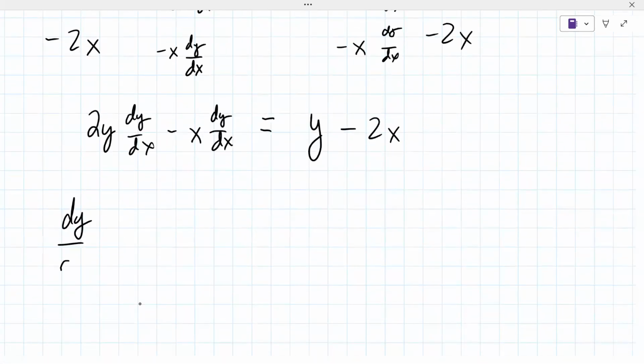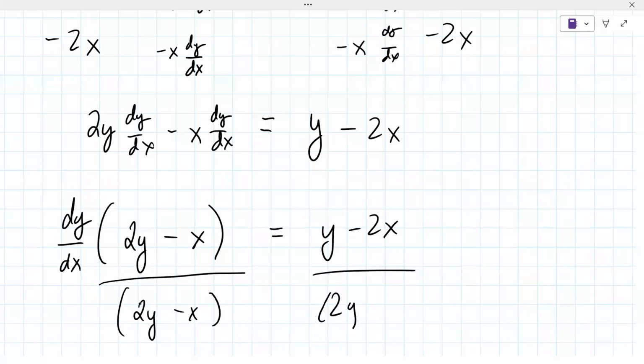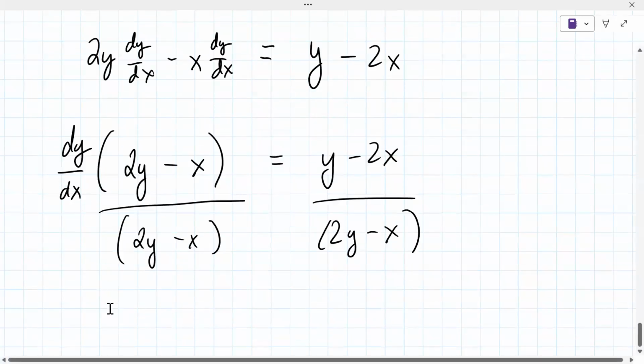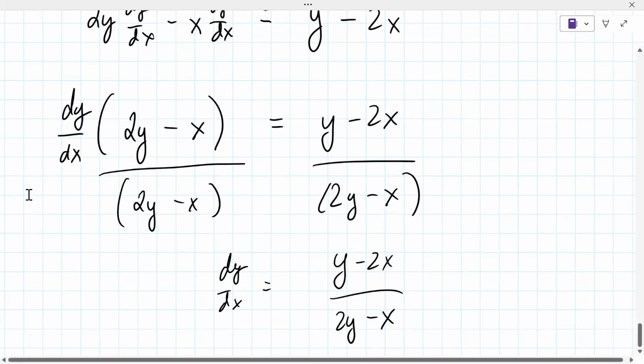That's always the process. After you take the derivative, you collect the dy dx's on one side. Next, you factor out dy dx, and then you divide both sides by that. So there's your final answer. Your dy dx is y minus 2x over 2y minus x. Is that okay so far? Yes. All right.